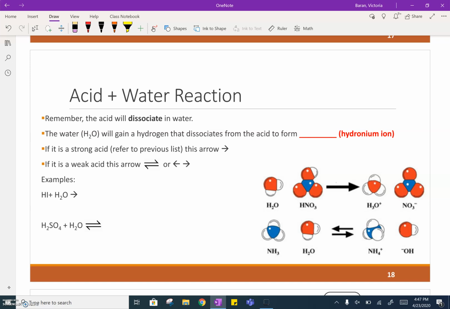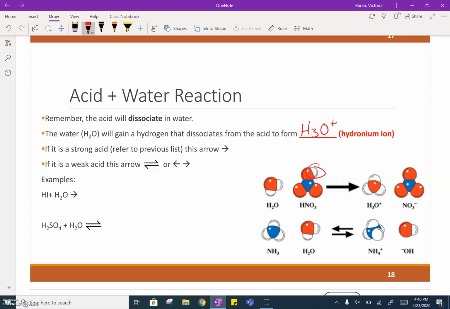So remember, the acid will dissociate. The degree to which it dissociates depends on whether it's strong or weak, which will be indicated by these arrows. Okay? Now, the water will gain a hydrogen that dissociated from the acid. Remember, acids almost all the time have an H in the front of them. So when that dissociates, that H will become a part of that H2O to form a hydronium ion, which is H3O+. You can see that in this illustration here with water and HNO3.